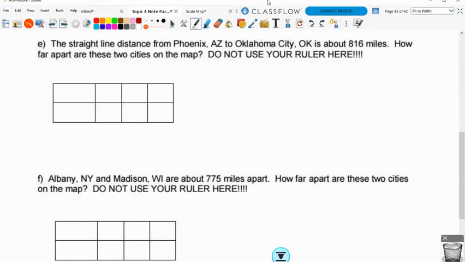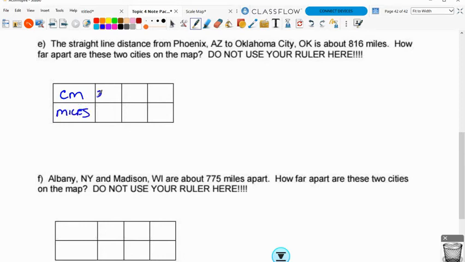In the next example, they tell us that the straight line distance from Phoenix, Arizona to Oklahoma City, Oklahoma is about 816 miles. I want to know how far apart are these two cities on the map. All right, so we're not going to be using our ruler here. We're going to calculate the distance on the map. All right, and again, it's the same scale that we've had before. So we have centimeters and miles.